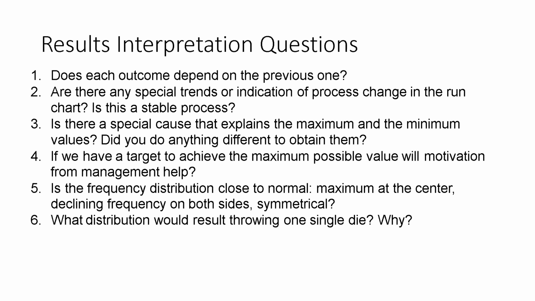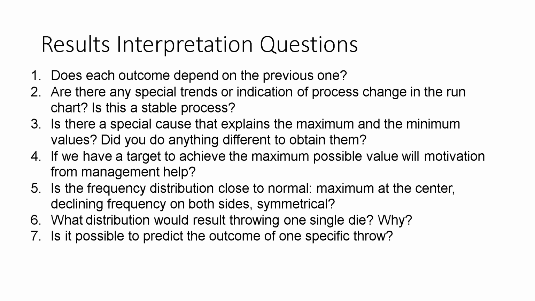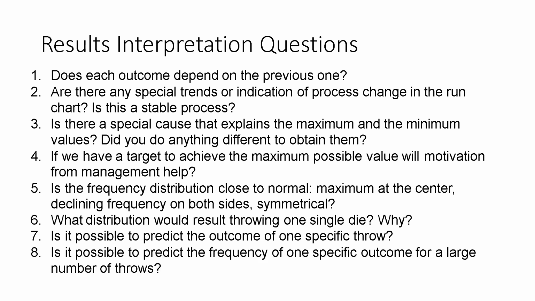Throwing one single die, the distribution will be uniform. All outcomes have the same probability. It is not possible to predict any one outcome. Yes, in this case of a stable process, we can know the frequency of each outcome with a histogram for a large number of throws.